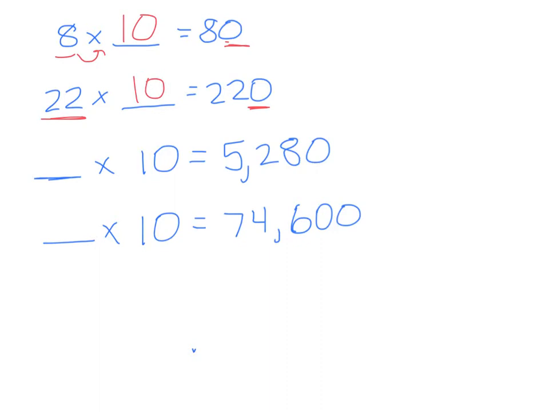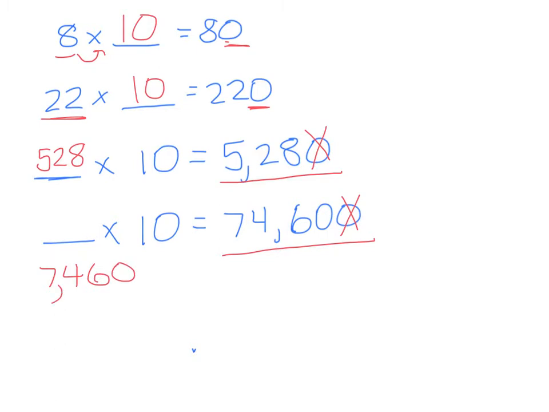The third one, we have 5,280 after it was multiplied by 10. So before it was multiplied by 10, it must have been short a 0. So 528 must have been what it started out as. And in the last one, after multiplying by 10, it ended up 74,600. So it has an extra 0 than it had before it was multiplied by 10. So it was 7,460 before it was multiplied by 10.